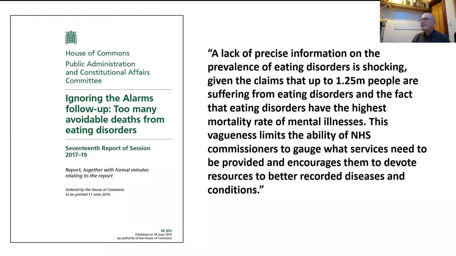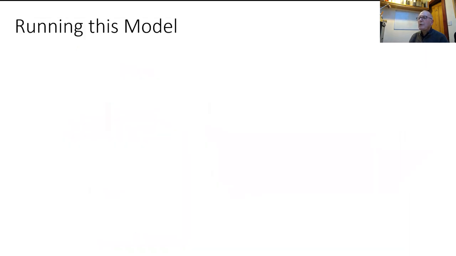To answer Wayne's question in the negative, there was a major report in the UK Parliament on this a few years ago. There's been an update since I did the project, but basically what they noted was a shocking lack of precise information on the prevalence of eating disorders, given the claims that up to 1.25 million people out of a population of England's probably around 55, 60 million now are suffering from eating disorders, not all of which are anorexia, and that they have the highest mortality rate. This vagueness limits the ability of NHS commissioners, people like David, to gauge what services need to be provided, and also encourages them to devote resources to better recorded diseases and conditions. So yes, how might we get the data?